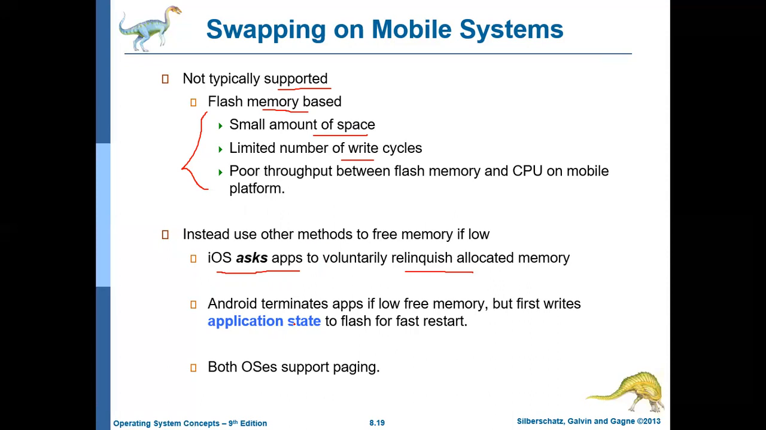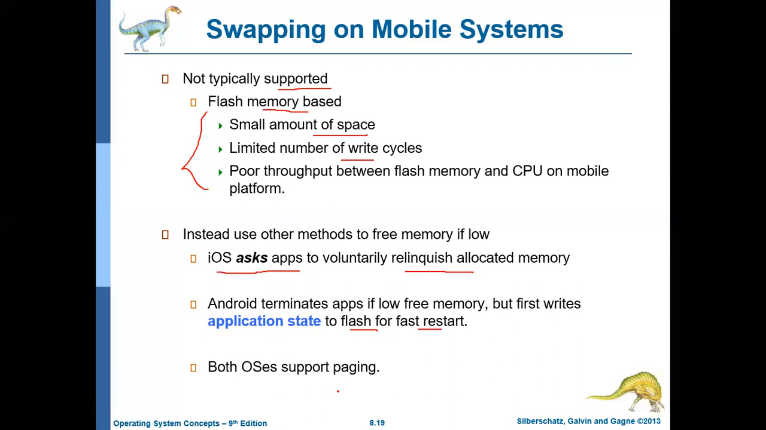Okay. Similarly, Android also terminates other apps if there is no free memory. Before terminating any app, it will write the status of the app to the flash, so that whenever the app is started again, it can start quickly. Both iOS and Android support the concept called paging, which we will discuss later. Okay. So this is how swapping works in mobile systems.